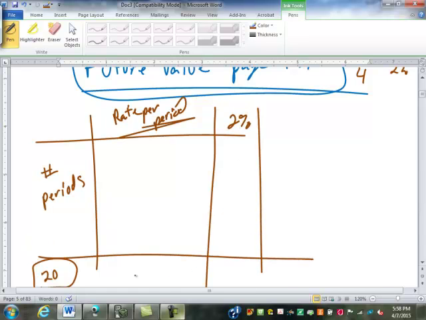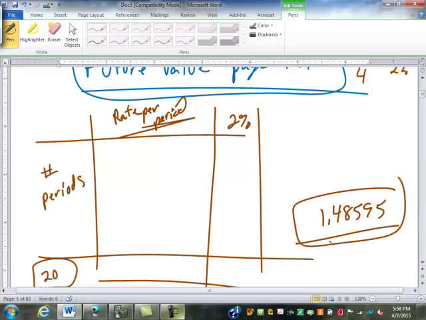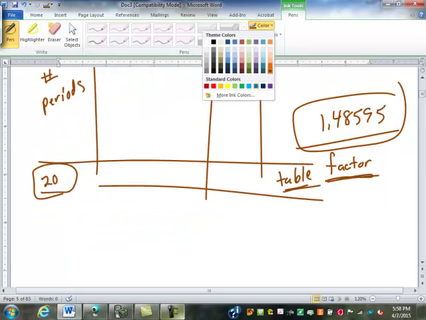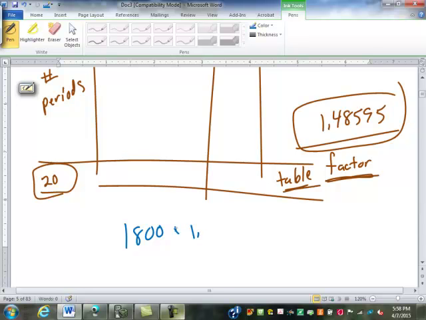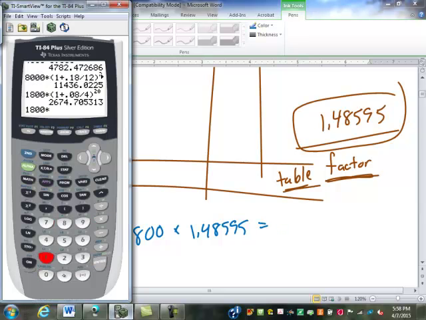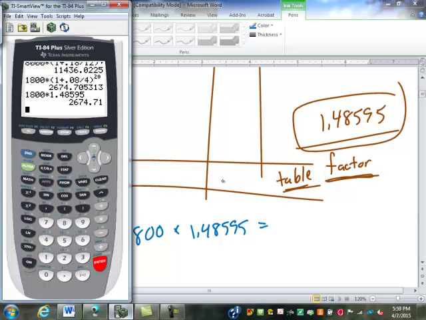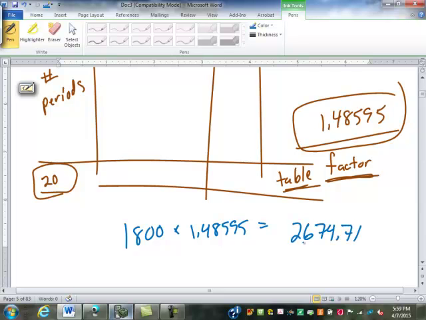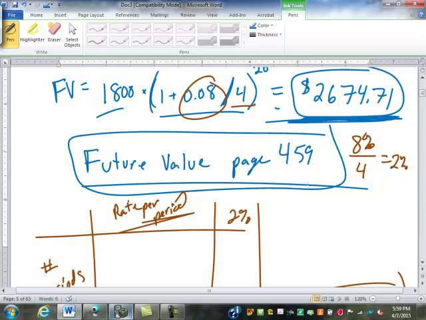We trace them down till they cross, and in the 2% and 20 period spot we get 1.48595. That is our compound interest factor, or what my math lab will often refer to as the table factor. What you would do with this table factor is take $1,800 times 1.48595, which gives $2,674.71, which compares to the previous answer we had and is pretty much exactly the same.